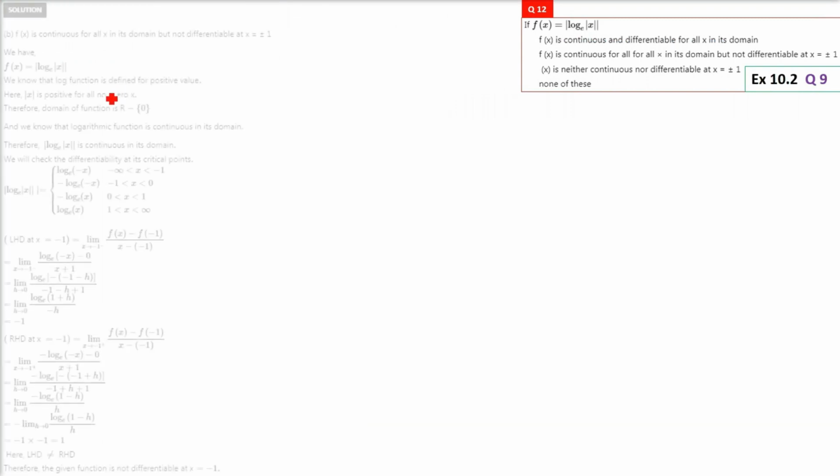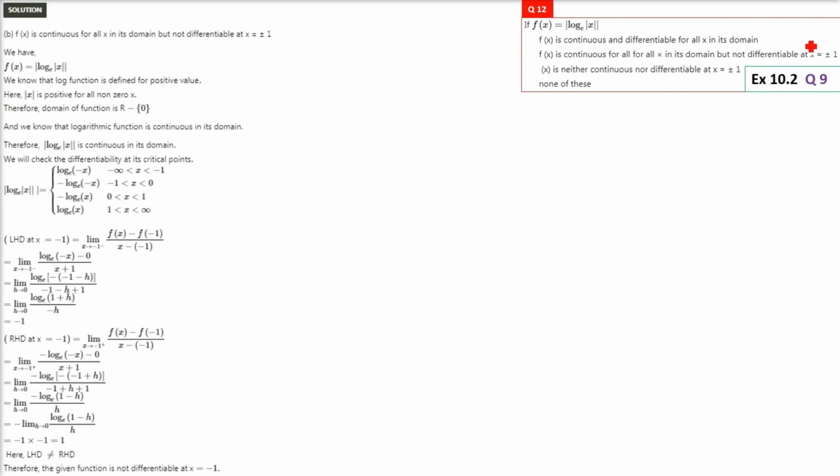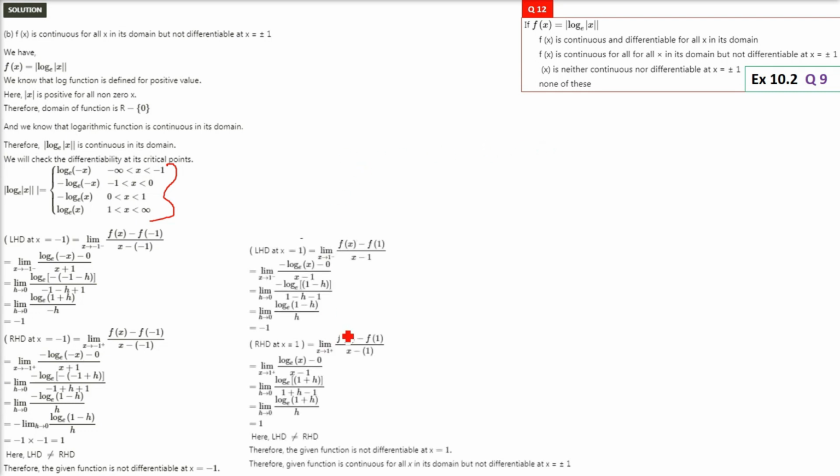Okay, this question again has taken us more than 15 minutes to discuss. In question number 9 of exercise 10.2, I'll give you the link of the whole playlist. I would request you to please refer to the 10.2 question, because we have discussed this in great detail, how this log x, log modulus x and modulus of that log x, how does it unfold? Okay.